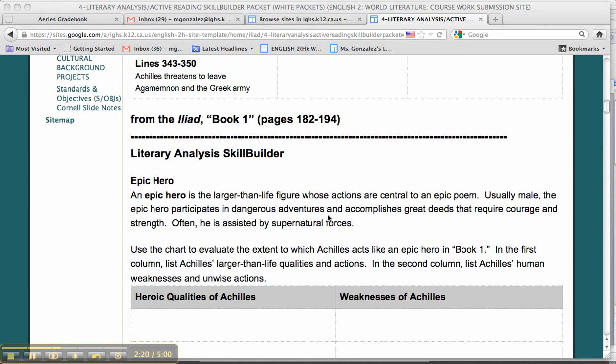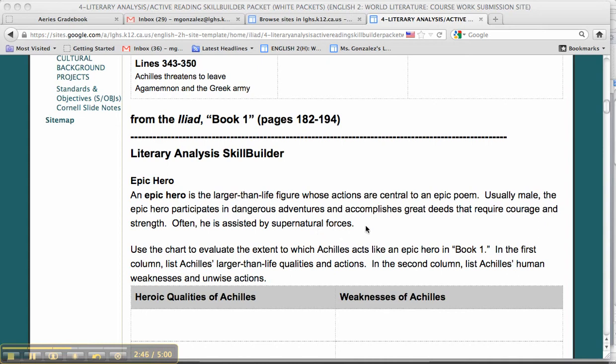So here are the directions quickly. An epic hero is a larger-than-life figure whose actions are central to an epic poem, usually male. The epic hero participates in dangerous adventures and accomplishes great deeds that require courage and strength. Often he is assisted by supernatural forces. Use a chart to evaluate. Again, we're using the standard of evaluation in order to figure out what an epic hero is like, or to analyze our epic heroes in the story.